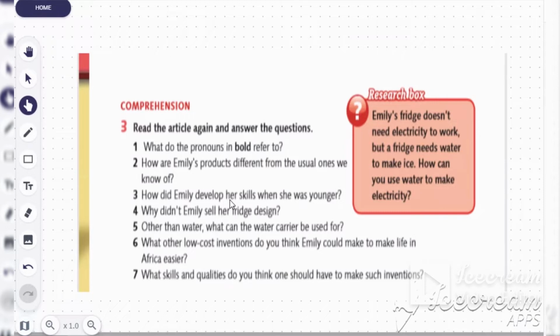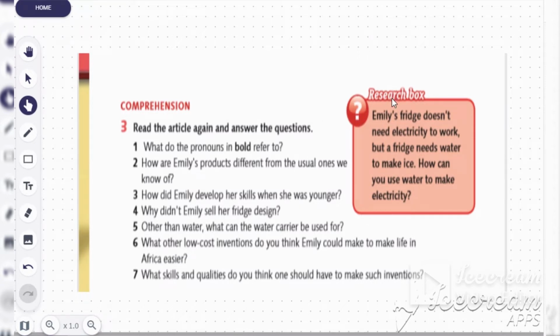Let's remember, what did Emily invent? She invented a portable fridge. Very good. And what? A water carrier. Very good. These were simple inventions, and she made them for profit. She examined them in Cambodia. Very good. And she gave the people the way to make them, to make their lives easier. Very good. Now, question number 1.